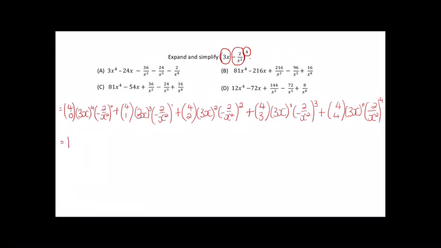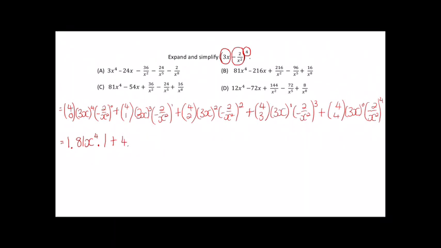So 4 choose 0 is 1. You've then got 3 to the power of 4, which is 81, times by x to the power of 4. That's probably one of the most common mistakes in there, rewriting that as 3x to the power of 4. Remember, that would be 3 to the power of 4 and x to the power of 4. Negative 2 over x squared to the power of 0 is just 1.